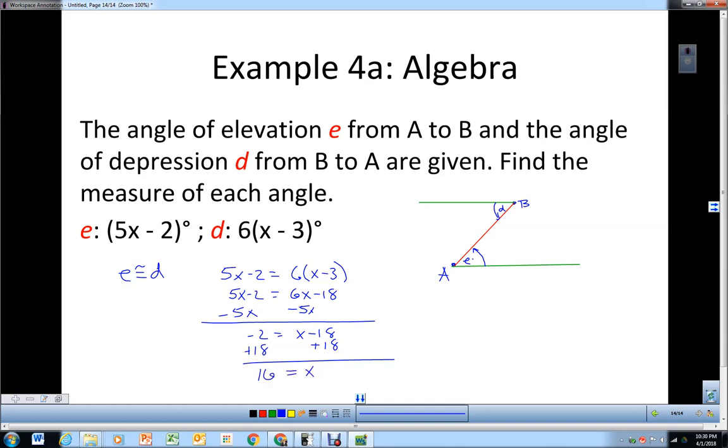And the question says find the measure of each angle. So that means we need to plug it into one of our angle measures. It doesn't matter which one you do. So we can choose E, the elevation. That is going to be 5 times 16 minus 2. And this will give us 5 times 16, which is 80, minus 2, which is going to give us 78 degrees. So the angle of elevation and the angle of depression are both equal to 78 degrees.